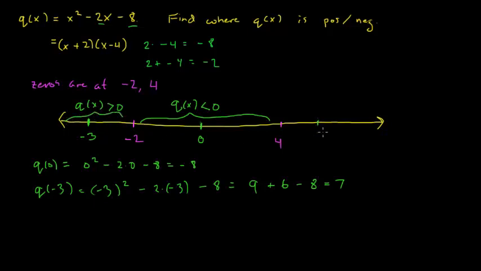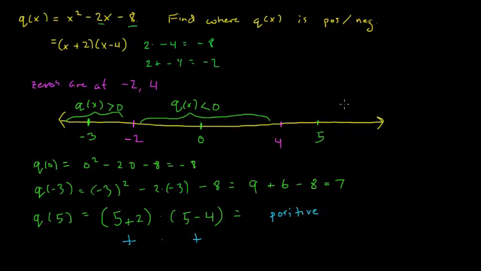And finally, we can pick a point in the right interval, say 5. Now I'm going to do something a little different. Instead of using this multiplied out form of q of x, I'm just going to use the factored form. If I use the factored form, I have 5 plus 2 times 5 minus 4, right? And I don't even need to do any more math, because that's obviously a positive number. 5 plus 2 is 7, that's positive. 5 minus 4 is a positive number. So I have a positive number times a positive number. That gives me a positive value.